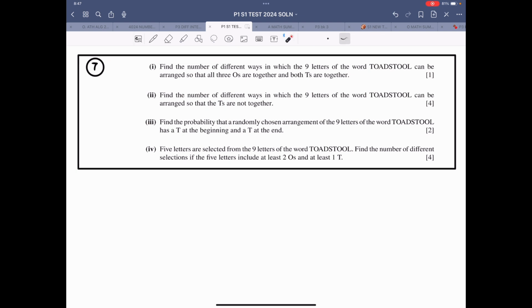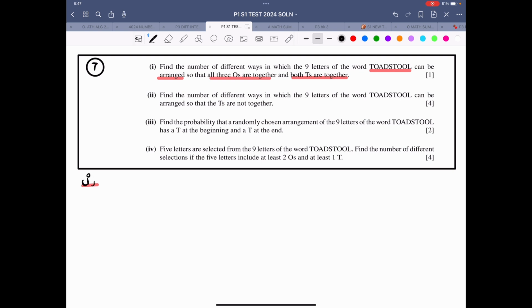The first part was quadratics. That's in a different video. And this is statistics. That's in a different video. Now, first of all, let's start underlining it. Find the number of different ways in which 9 letters of the word toadstool can be arranged so that all 3 O's are together, both T's are together. That is the first part. So let me focus on the first part. So let me write over here, part 1.